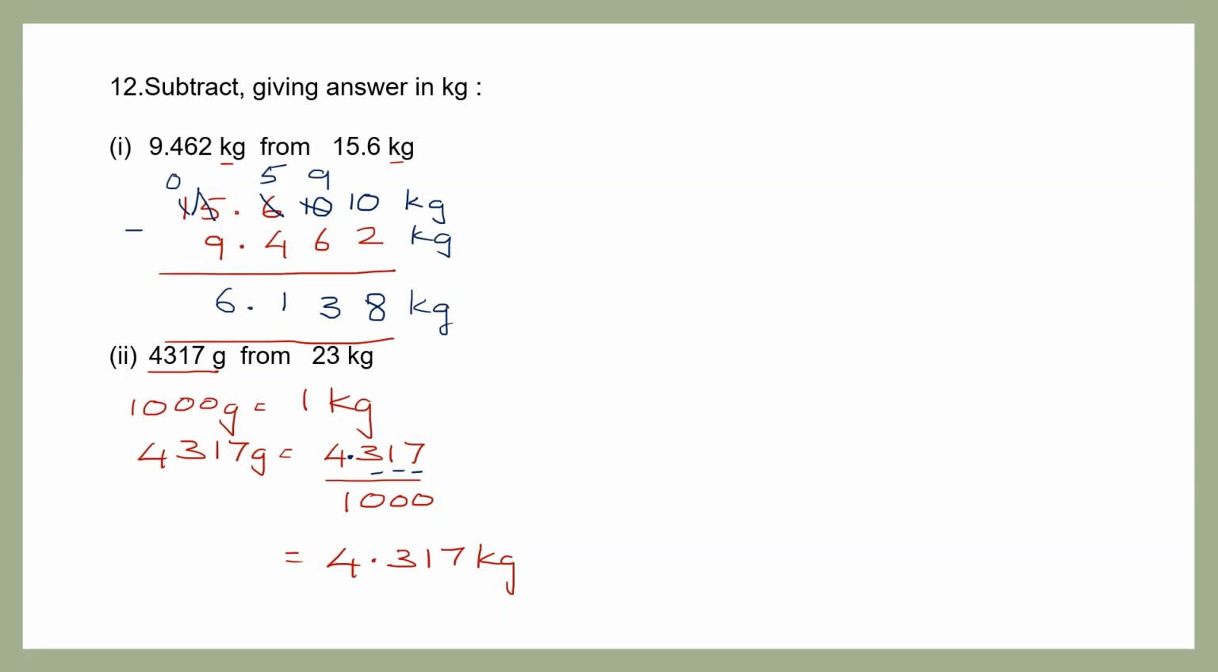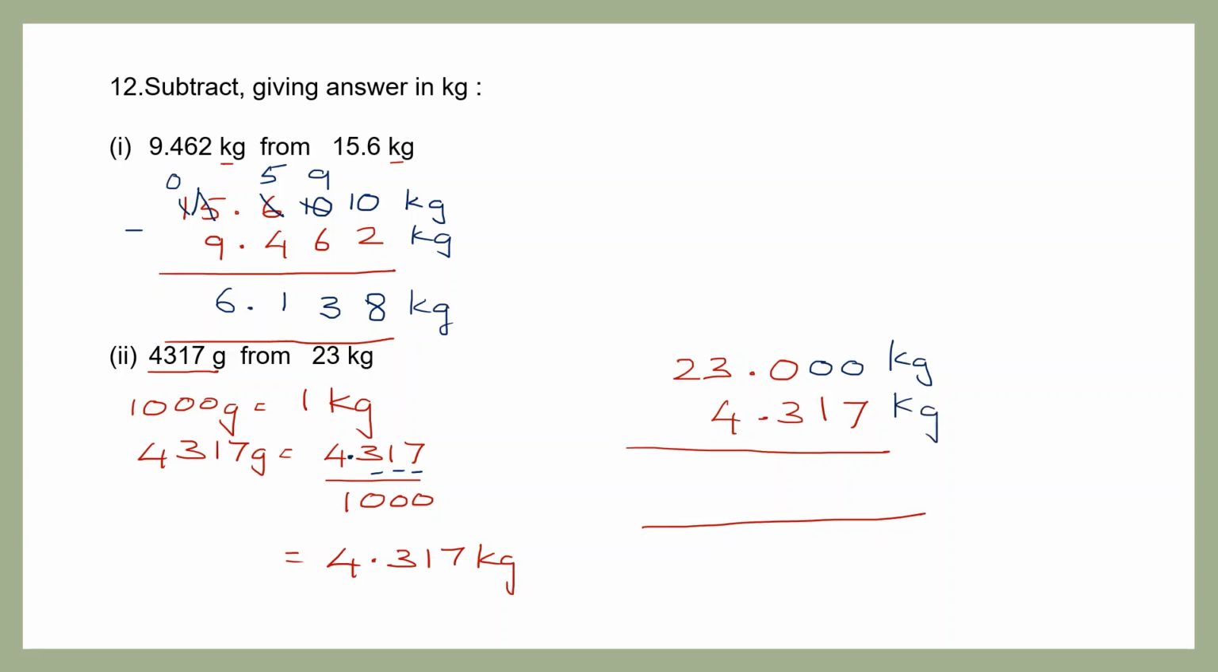Write what comes after from first. So that is 23 kilograms. Let me write 23.0. Write down the next number below that. 4.317. Okay. First step, make them like decimals. 0, 0. Write down the units. Kilogram, kilogram. Let's start our subtraction.